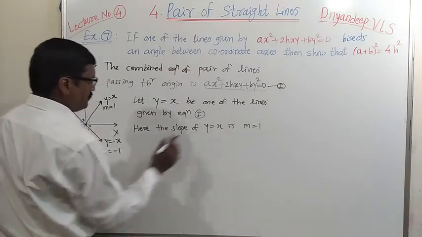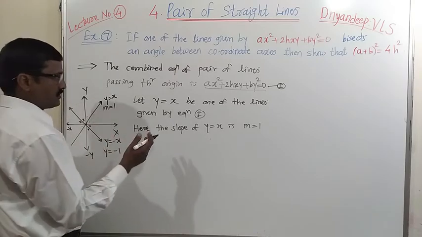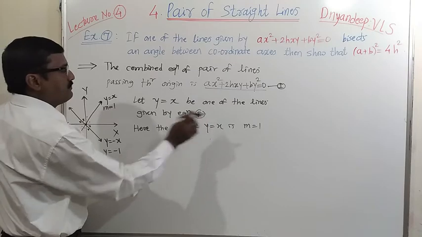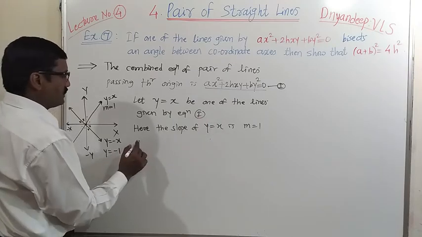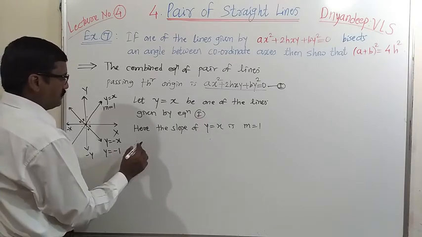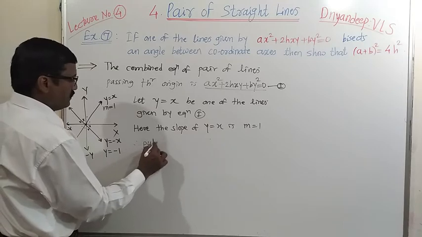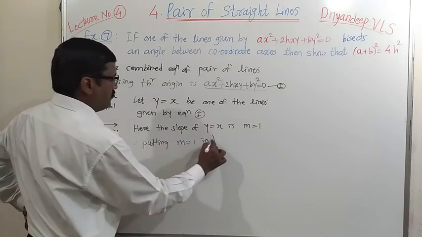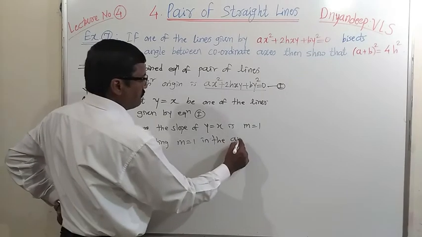The slope of y equal to x is m equal to 1. I will solve that second method also. We will see that second method also. Here the slope of y equal to x is m equal to 1. Therefore, putting m equal to 1 in the auxiliary equation.